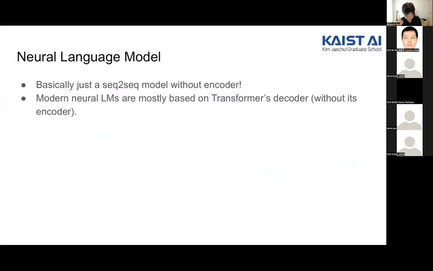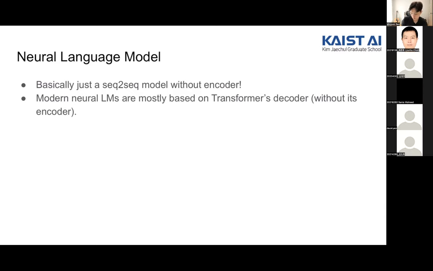All right, so now we're going to neural language models, and actually there is not much to talk about, because it's actually just seq-to-seq without the encoder. These days everyone uses the transformer, so you can think of it as just the transformer's decoder without its encoder. Just one slide, I think, explains everything. That's a good thing, because in seq-to-seq you always have an input, but in the language model you can think of it as having no input, just trying to generate from the start.